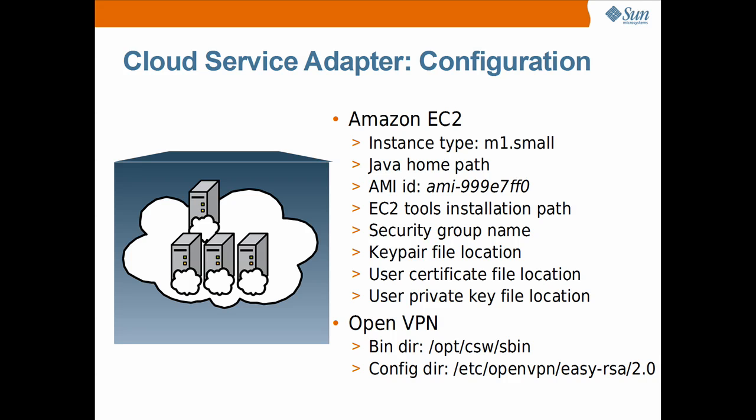Before starting with the cloud adapter installation, you need to ensure that you have the following configuration data available. From the EC2 side, you need to know the location of the Java home directory for EC2 tools, your security group name, the location of the keeper file, the user certificate file, and the user private key file, and the path to the directory where EC2 tools are installed. We prepared for you an AMI instance with the ID given on the slide. The type of the instance is m1.small.